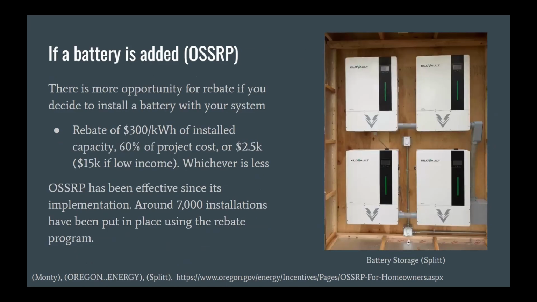Now, if you want a battery added, you get even more incentive. There's more opportunity for rebates, such as $300 per kilowatt of installed capacity, 60% of the project cost, or $2,500, $15,000 if low income, whichever is less, and this is only specific to the battery. OSSRP has been effective since its implementation in 2020. Around 7,000 installations have been put in place using the rebate program.